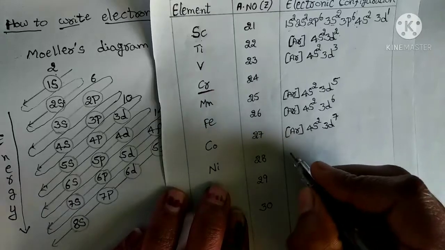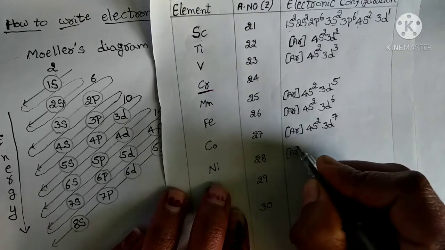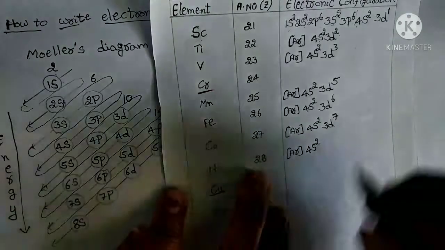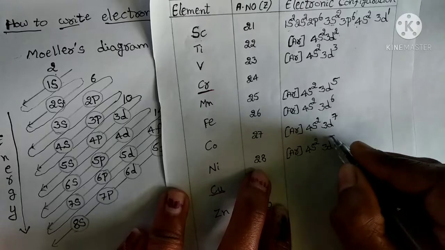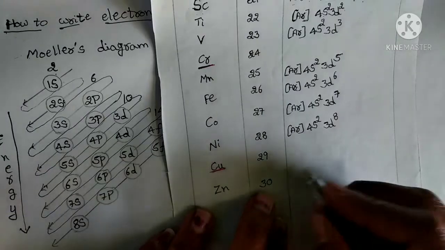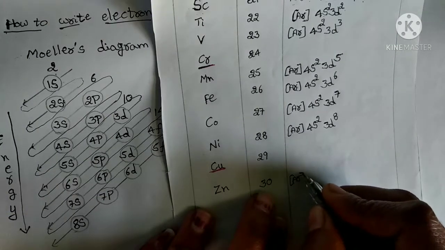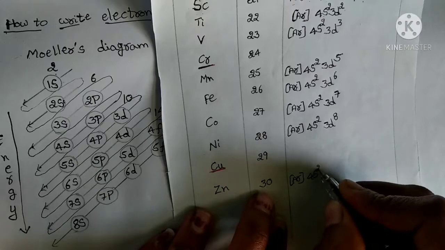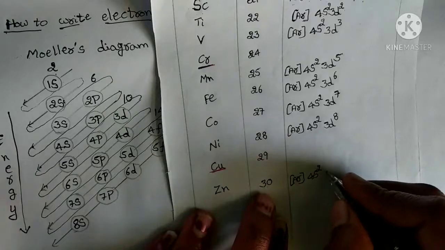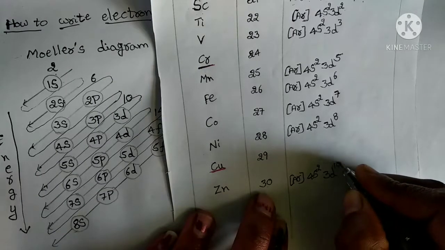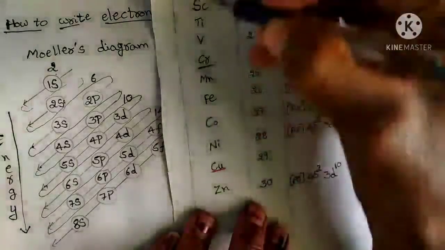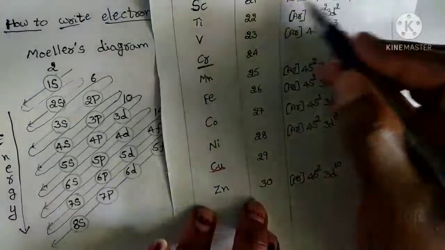Next, nickel. Argon, till here 18, 20. How many are left? 8. So it is 3d8. Next, copper, we will discuss next. Next, zinc here. Argon, till here 18. With this 20. Still how many are left? 10 more electrons are there. The capacity of d is also 10 only. So here 3d10. So these are the electronic configurations for 21 to 30 respectively, how I have written.